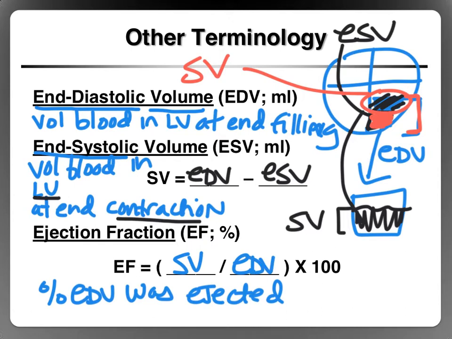If you're not familiar with calculating percentages, you might want to look into that and practice that. Go to the Khan Academy, get some information on percentages because we will be using some percentages in this class. So we want to know what percent was ejected. What we started with was EDV, and what we ejected was stroke volume. If we want to know what percentage was ejected, you take the amount ejected divided by the amount that we started with, and you multiply it by 100. And on the next slide, we'll have an example of that.